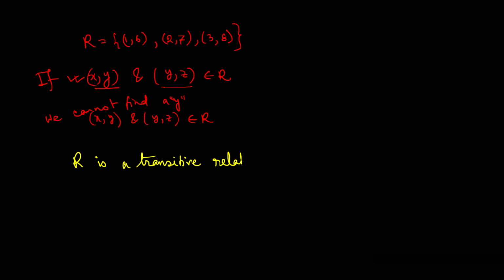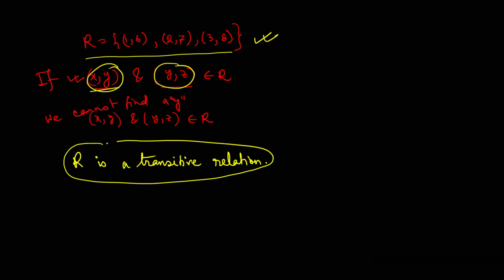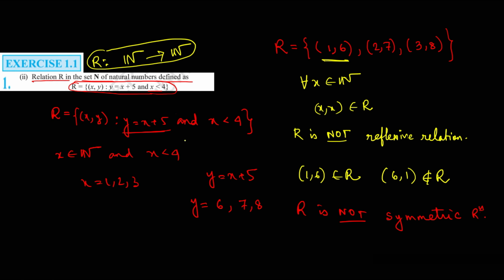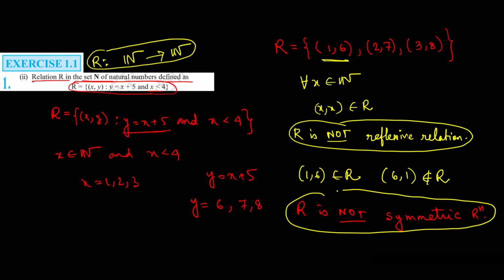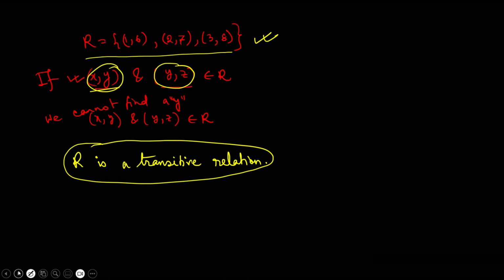Transitive relation. Because we don't have any y such that (x,y) and (y,z) belong to R. So that is why, contrapositively, this relation is transitive. So we see that R is a transitive relation, but not symmetric and not reflexive relation. Okay. Please go through this problem once again and you will find something interesting about how this relation is transitive.